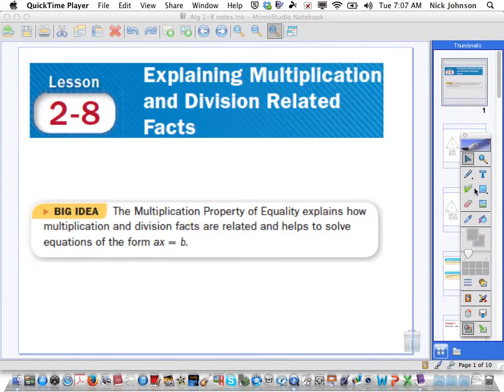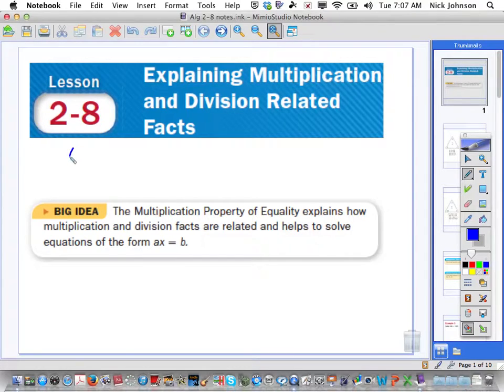All right. Lesson 2-8 we're going to talk about today is explaining the multiplication and division related facts property. If you remember the other day, we did the triangle of addition and subtraction, where here's addition, here's subtraction. So if I had a 2 here and a 3 here, obviously the sum of 2 plus 3 is 5. So the difference of 5 minus 3 gave me 2. The difference of 5 minus 2 gives me 3. So on and so forth. The sum of 3 plus 2 gives me 5.